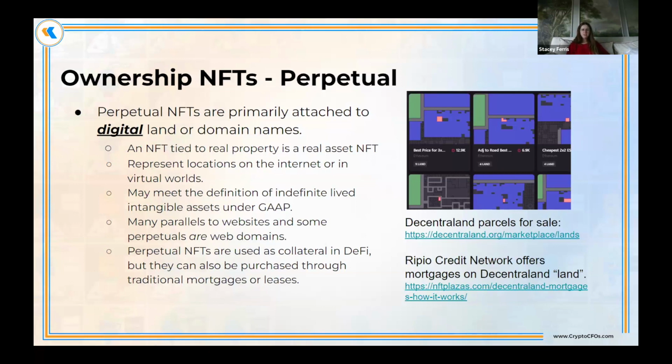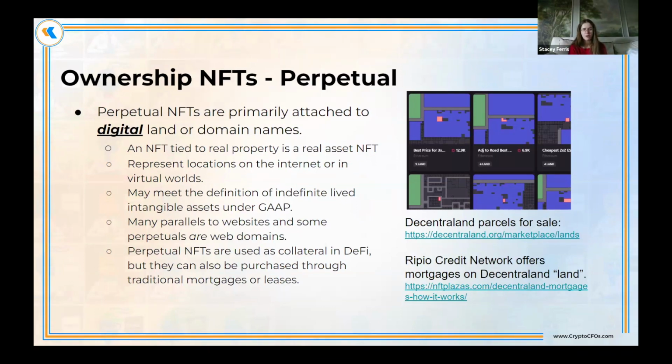Perpetual NFTs. This is a screen snip from Decentraland parcels for sale. Perpetuals are things that represent primarily digital land or domain names. An NFT tied to real property, physical real property, is a real asset NFT. It is not a perpetual. A perpetual is digital land or a domain name. It represents locations on the internet or in virtual worlds. It may meet the definition of an indefinite-lived intangible asset under GAAP. I think it does, personally.